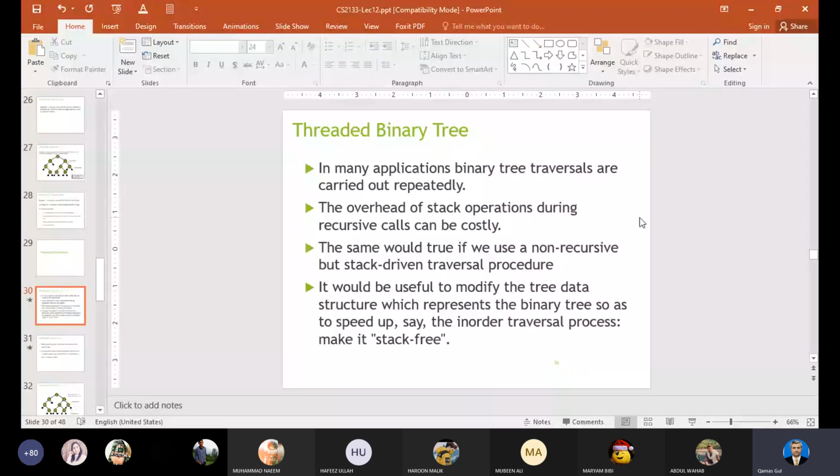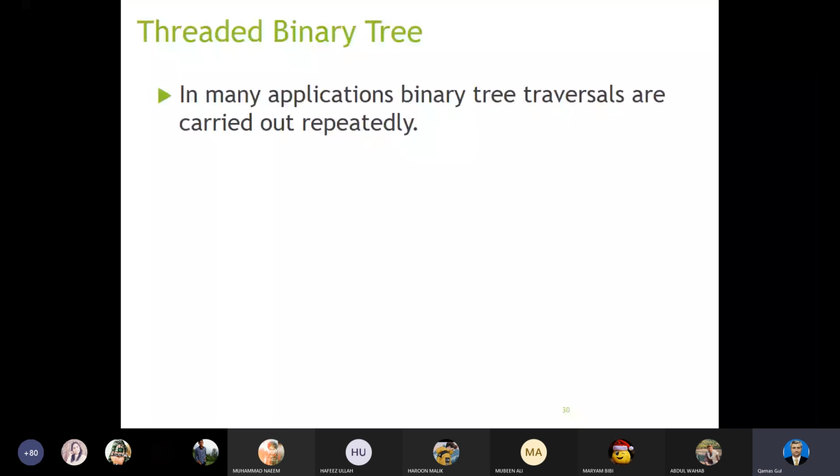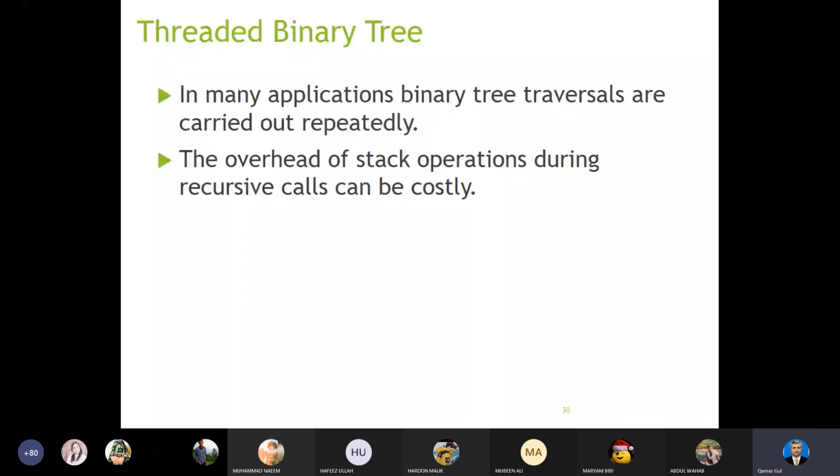So we were talking about threaded binary trees, and I was saying that the overhead of stack operations during recursive calls can be costly. Why is this costly? I'm giving you the answer. Please listen clearly. You know that at two moments, when we were discussing stacks and then when we were talking about binary trees, I explained the function call stack.